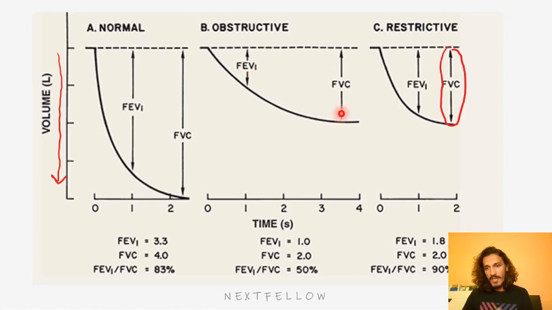In a pure case it might not always decrease. Here in restrictive, what you can see is that FVC is dropped, but along with that there is no obstruction. The FEV1 by FVC ratio is still around normal or increased. So this is a restrictive condition.